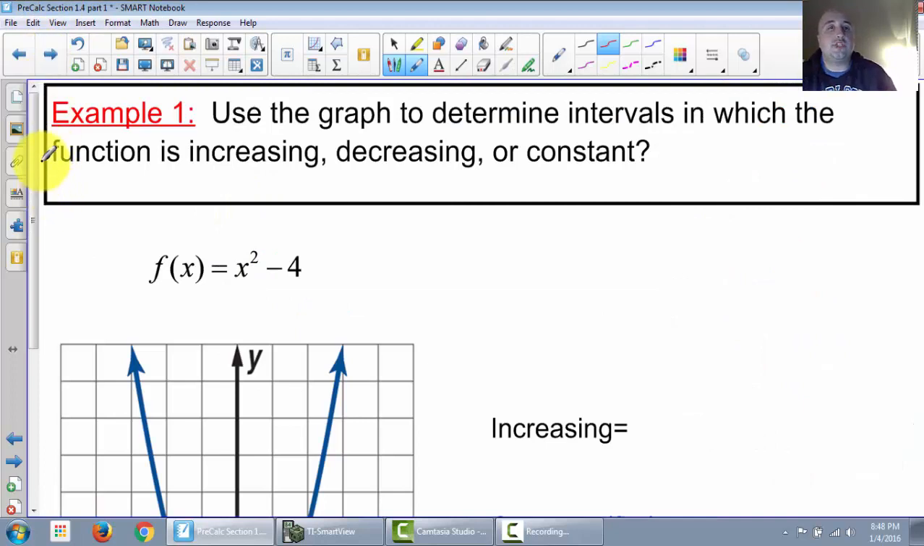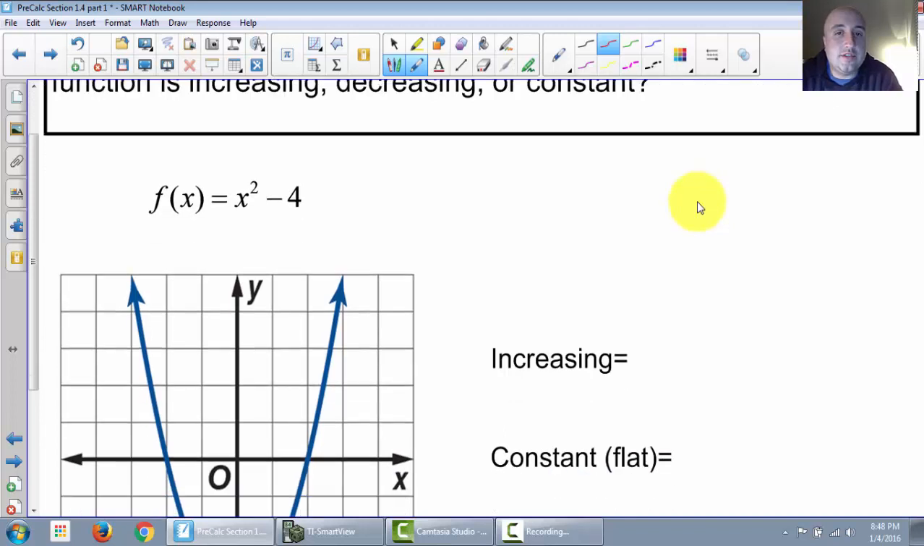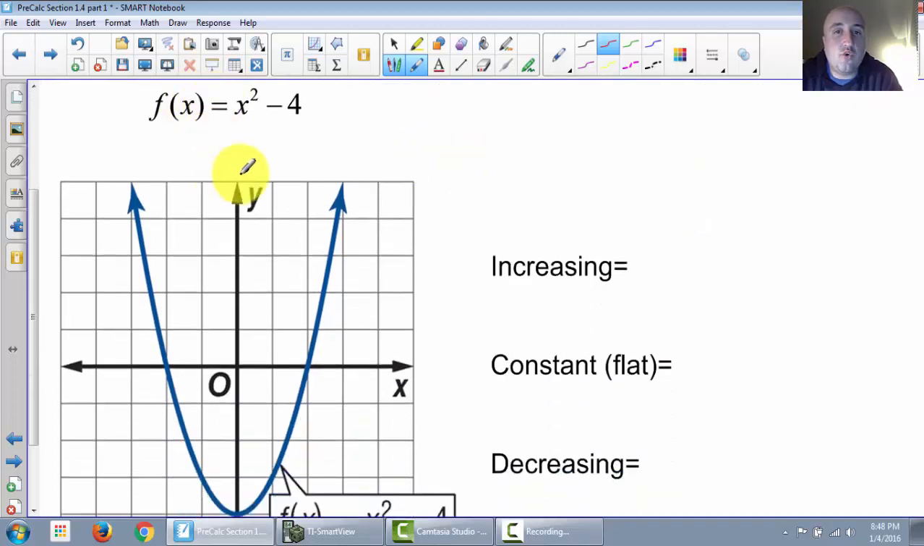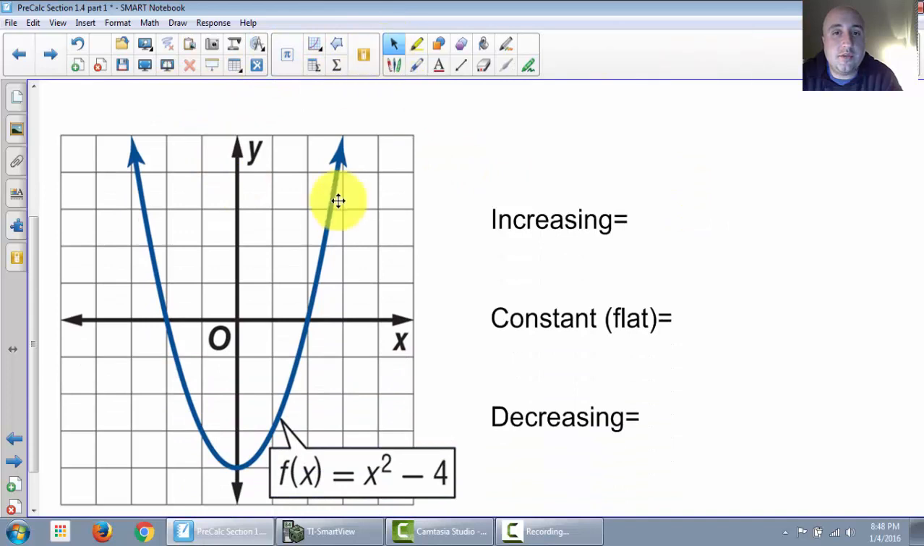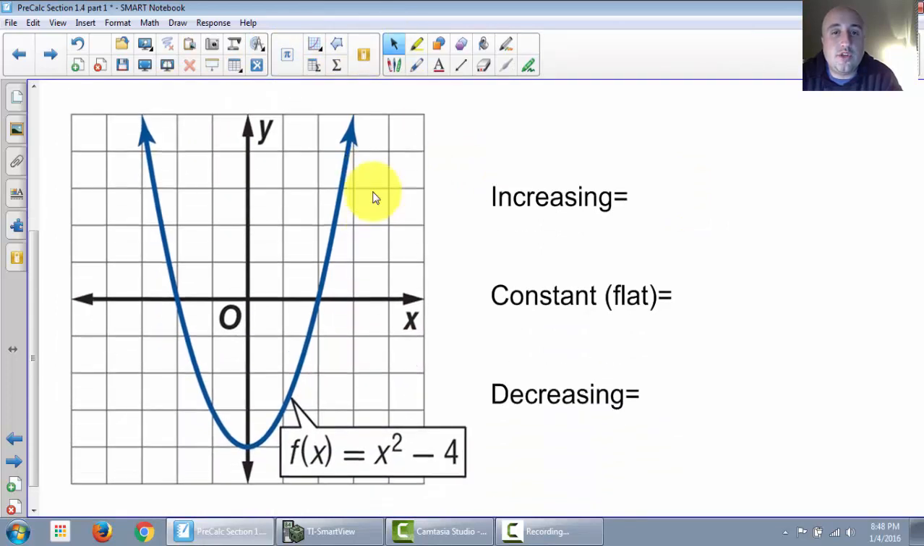All right, so example 1. It says use the graph to determine intervals in which the function is increasing, decreasing, or constant. And it doesn't have to be all. It could be 1, it could be 2, it could be all 3. So let's see what this one is. Here's our function x squared minus 4, and I've graphed it for us here at the bottom. We want to know the interval where it is increasing or decreasing. Let's start on the left. We always start on the left. Here's our leftmost point.